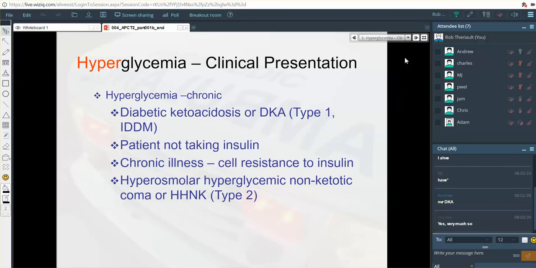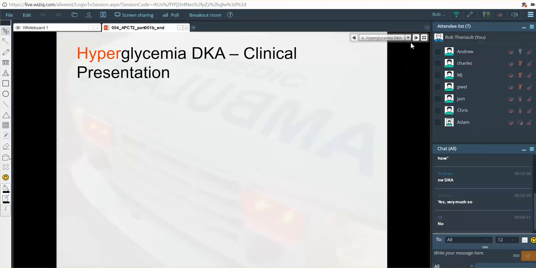The other one is hyperosmolar hyperglycemic non-ketotic coma, or HHNK. And we see this in type 2 diabetics, although I don't think I've ever encountered a true HHNK. I've encountered a couple of type 2 diabetics who are hypoglycemic, which is a little unusual for type 2s, but not a true HHNK. Out of curiosity, has anyone here had a patient with HHNK? No? Okay. I'm not sure what the incidence of it is, but presumably it's fairly rare.